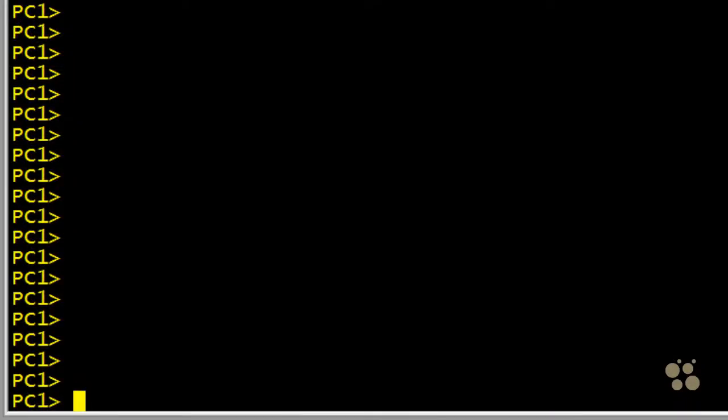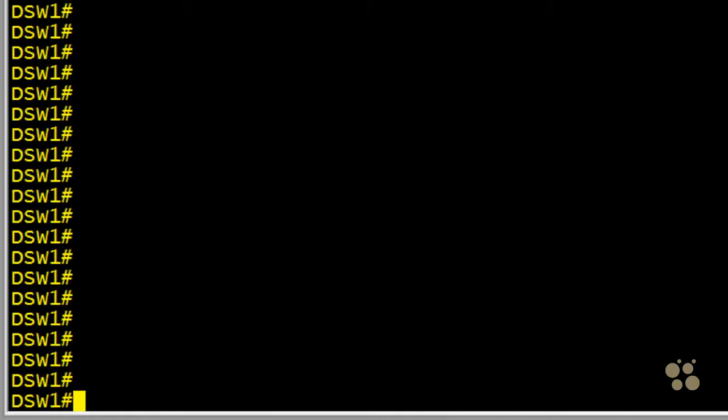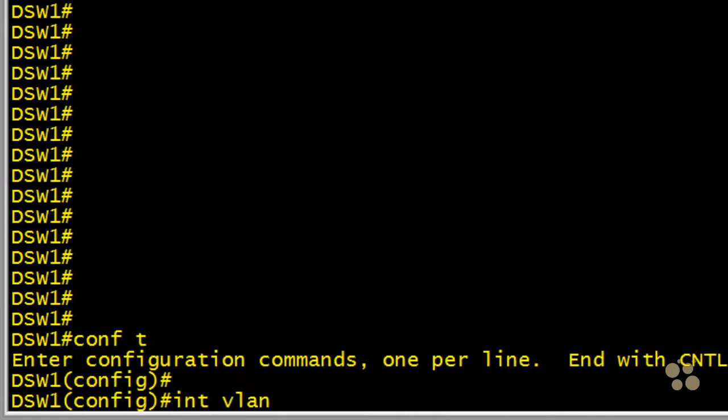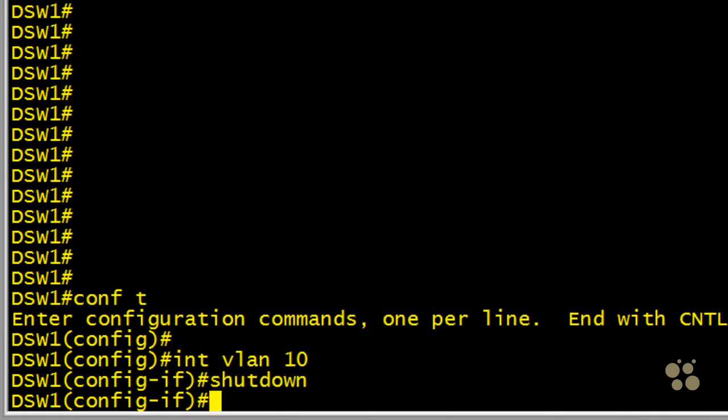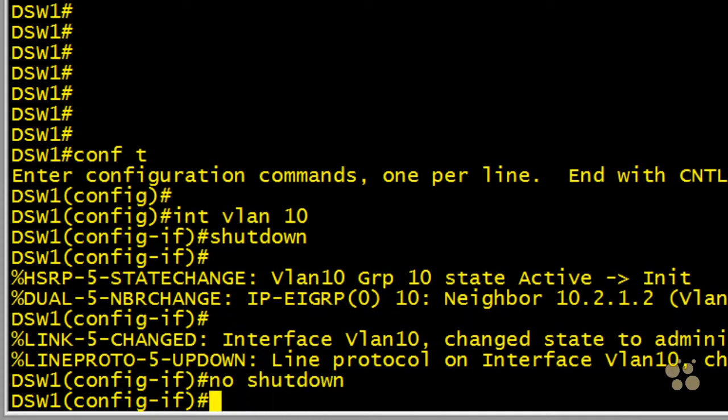So here at PC1, we'll do an IP DHCP. We'll get an IP address assigned dynamically to us from R4, which is our DHCP server, and that is not working. You know what I didn't do, though, is bounce the VLAN 10 interface on DSW1. Let's go ahead and do that for good measure. So we'll go into interface VLAN 10 on DSW1. We'll do a shutdown. Then after a few moments, we'll bring it back up with the no shutdown command.